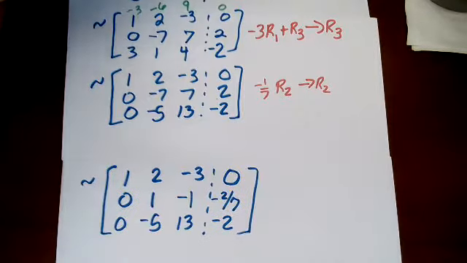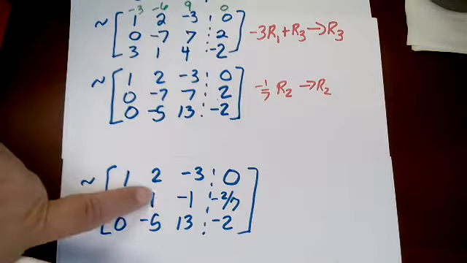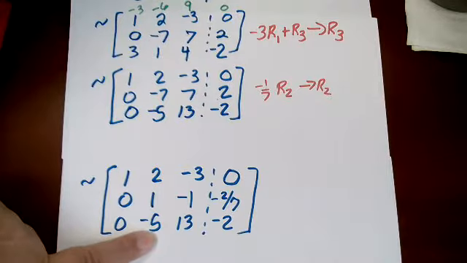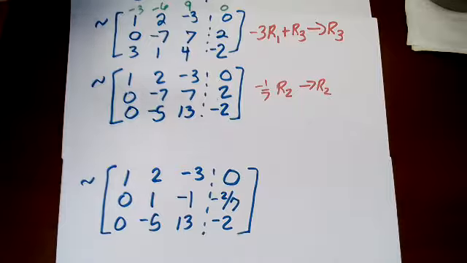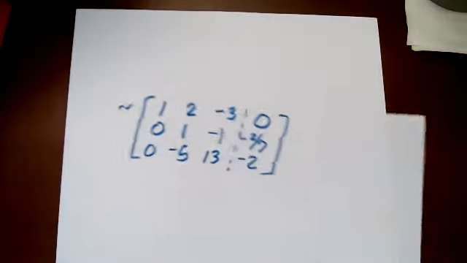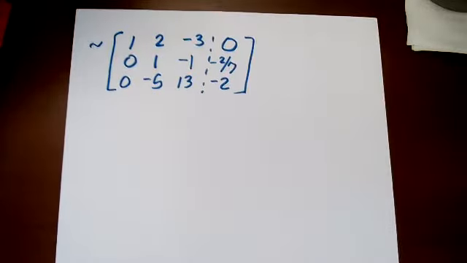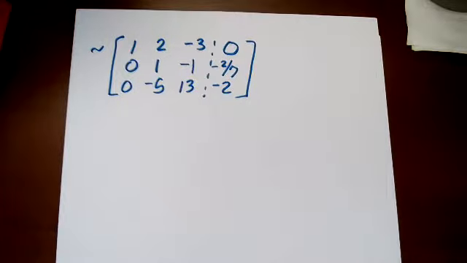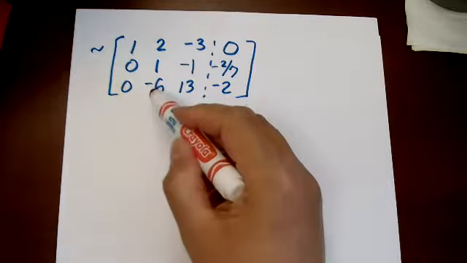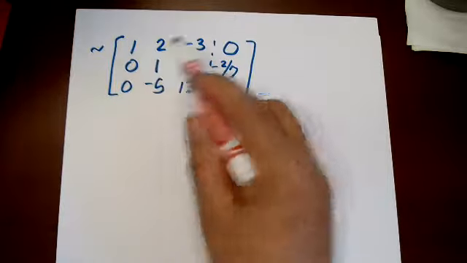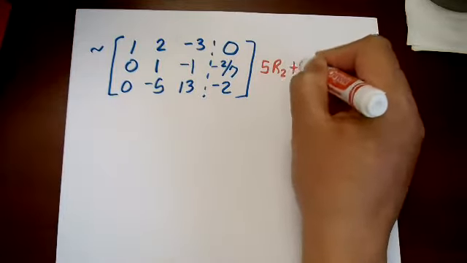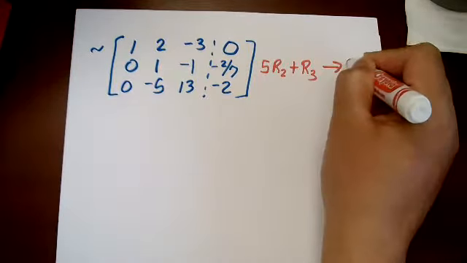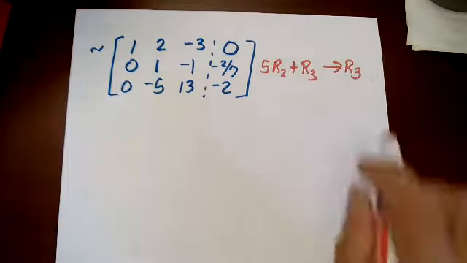So notice it's going to be easier to determine what to multiply this by to add to this to get 0 with a 1 there than it is with a negative 7. That's why I went ahead and multiplied by that negative 7. Okay, so now what I'm going to do is I would like there to be a 5 to get added to this to get a 0. So I need a 5 times row 2 plus row 3, and that's going into row 3.